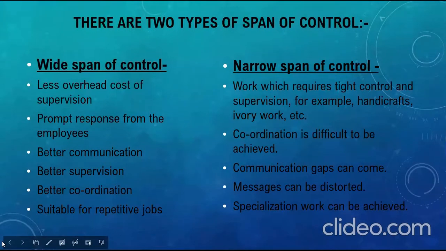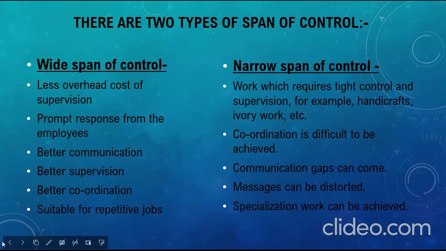There are 2 types. There is wide span of control and narrow span of control. Now, what are the pros and cons that are mentioned here? Wide span of control, it is less overhead cost for supervision because it is number of people together who are supervised. It is a prompt response from the employees. There is better communication, better supervision, and better coordination. It is suitable for the repetitive jobs.